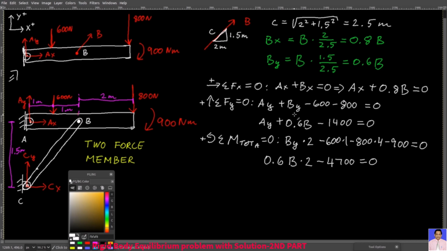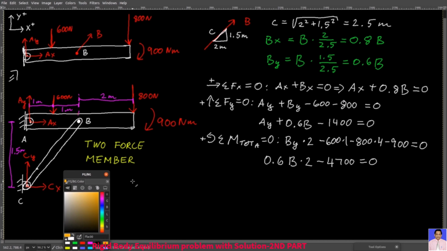If you had Bx and By in the equations, then you would have had 3 equations and 4 unknowns, Ax, Ay, and then Bx and By. And then you would not have been able to solve it. But since you know the direction of the B vector, you could express Bx and By in terms of B, and now you have 3 unknowns and 3 equations. You have Ax, Ay, and simply B for your unknowns, so you can solve for them.